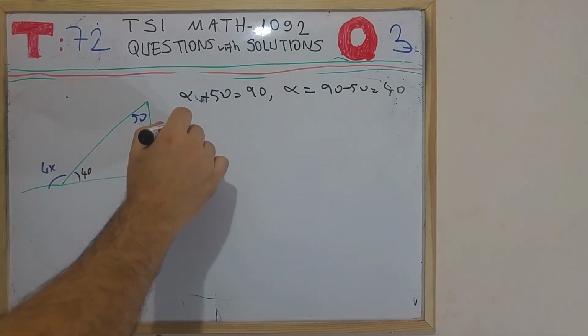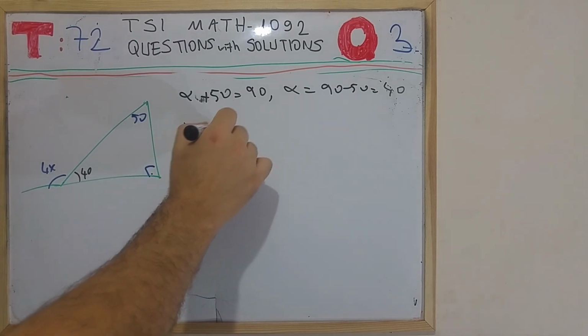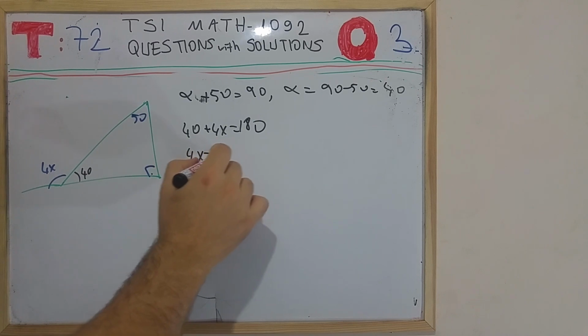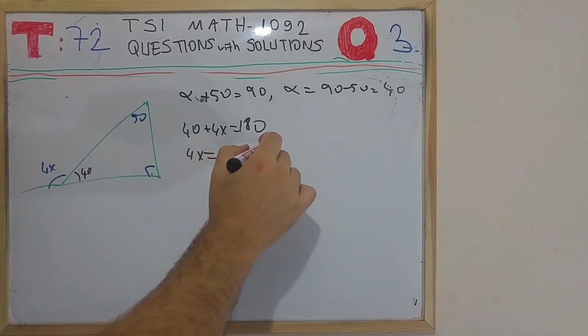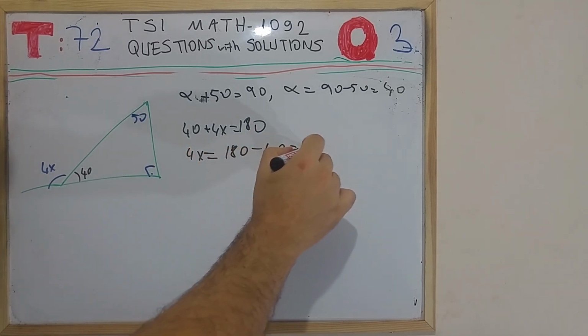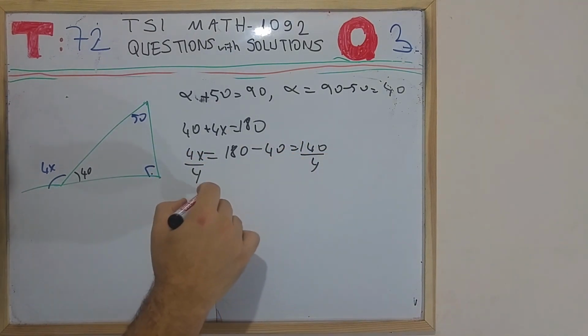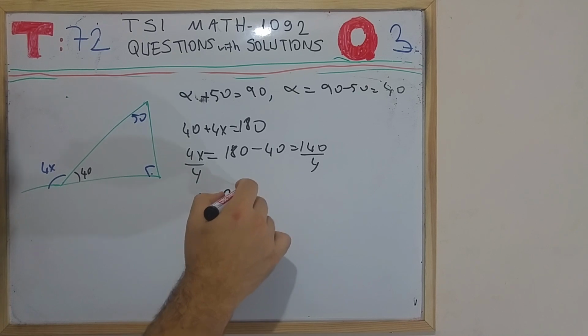Now we see that 40 plus 4x is equal to 180. That's why 4x is equal to 180 minus 40, which is equal to 140. And when I divide each side by 4, x is equal to 35 degrees.